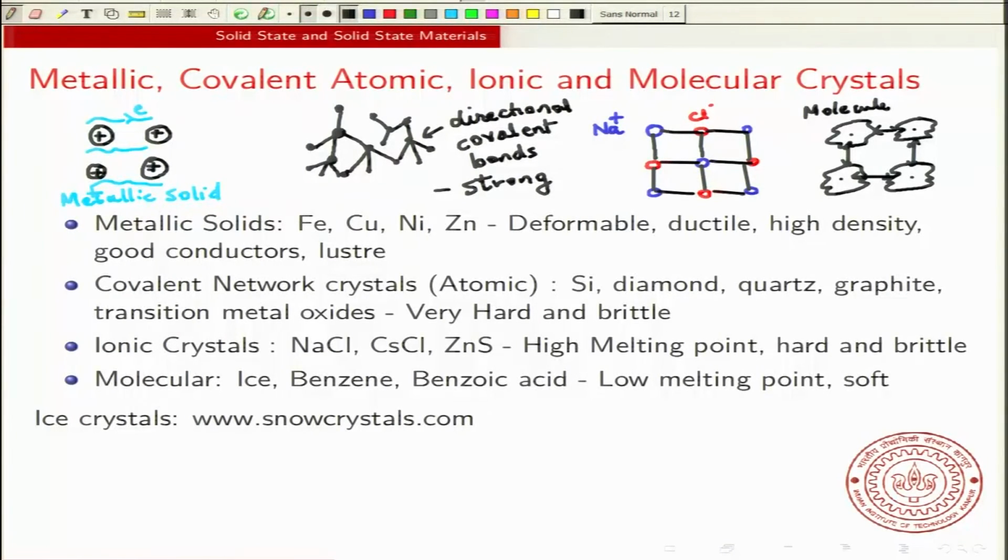If you have neutral molecules, such as benzene molecules, okay, they will have either van der Waals or pi-pi stacking interactions, but they are much weaker than the actual covalent or ionic bonds that are there in the covalent solids or the ionic solids. So, therefore, these will have very low melting points, okay, because they can easily be dissociated and they will be very soft.